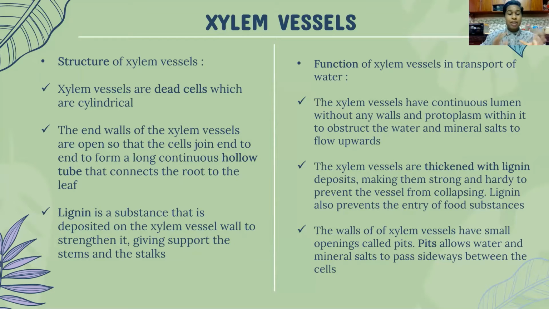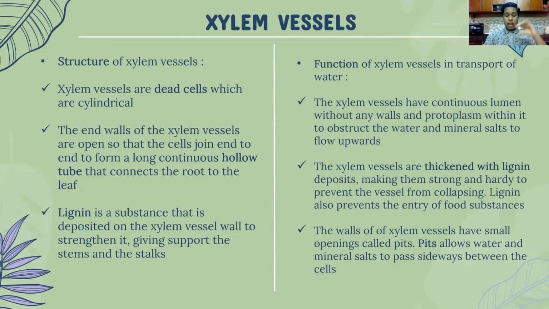Xylem vessels. First, let's take a look at the structure of xylem vessels. Xylem vessels are dead cells which are cylindrical. The end walls of the xylem vessels are open so that the cells join end to end to form a long continuous hollow tube that connects the root to the leaf.